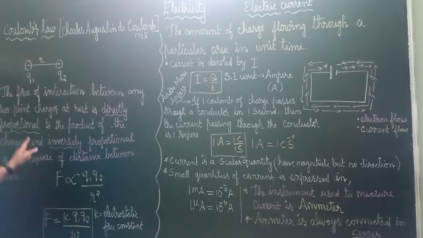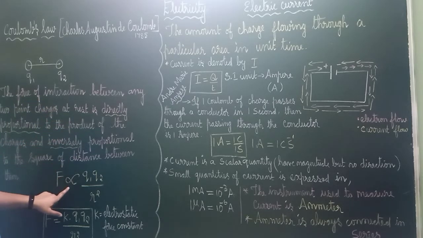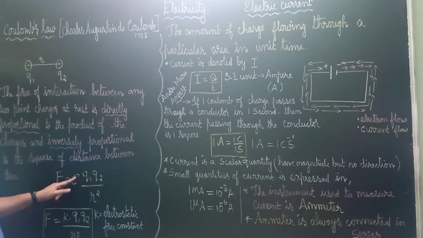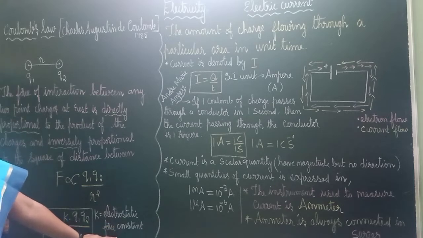Same way, the force of interaction between any two point charges at rest is directly proportional to the product of the charges and is inversely proportional to the square of the distance between them. Square of the distance between them should be taken as R square. So he has denoted F is directly proportional to Q1 Q2 by R square. Or it can also be written as F is equal to K into Q1 into Q2 by R square. What is K here? K is the electrostatic force constant.